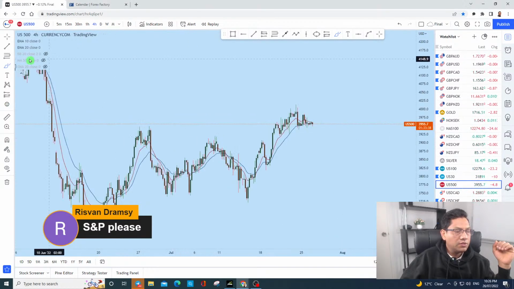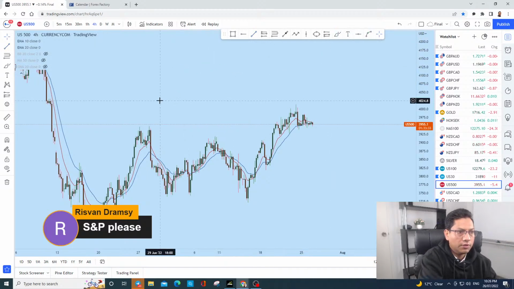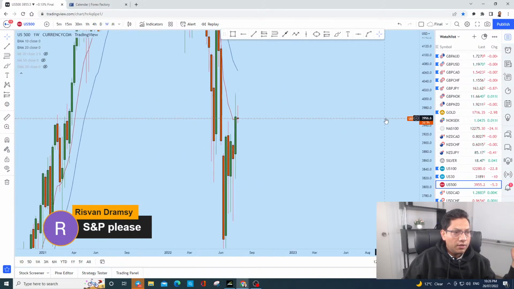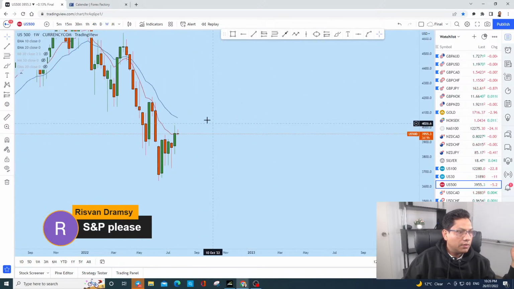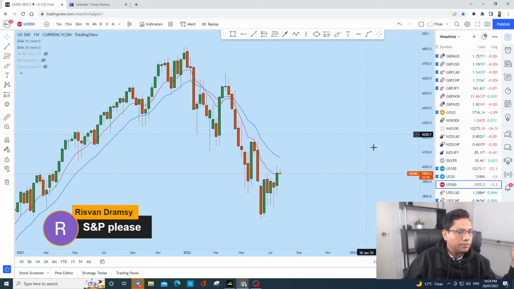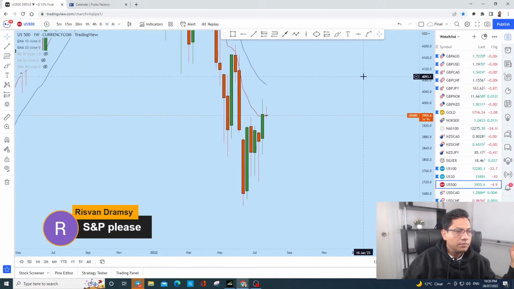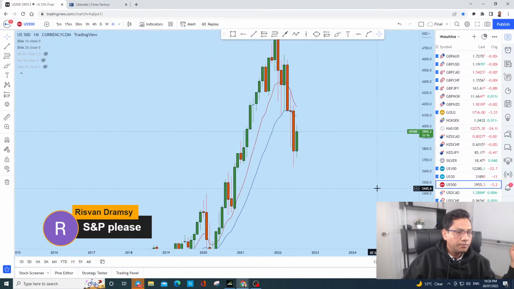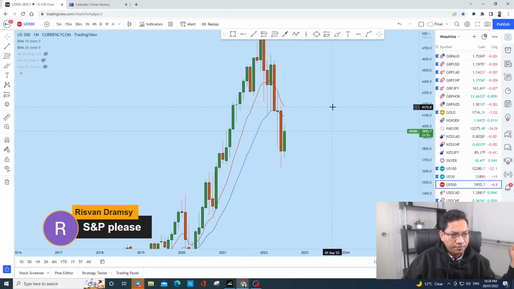US 500. Okay, let's look at this one here. Looking at the weekly, monthly. Okay, so this is the monthly candle, which is closing after 3 days.